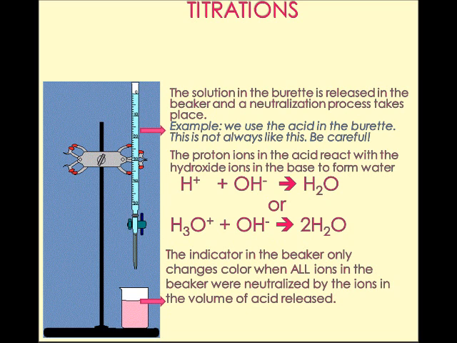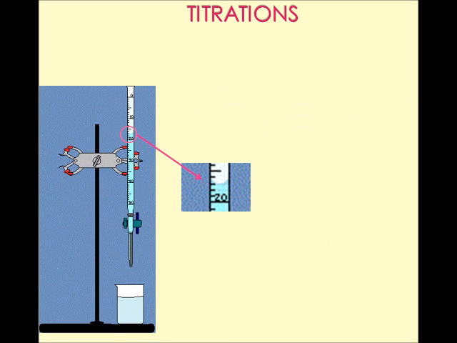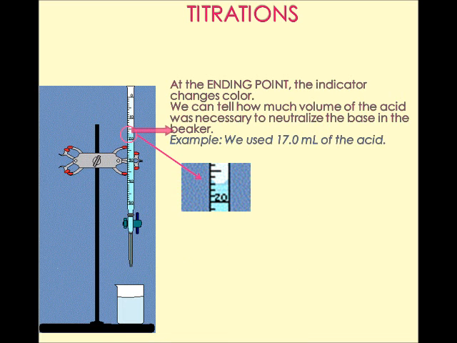Now, in the beaker, the indicator is going to try to change colors, so we need to shake the beaker all the time, and when the end point is reached, we're going to stop releasing the liquid from the burette, and we're going to see that the pink color in the beaker disappeared.